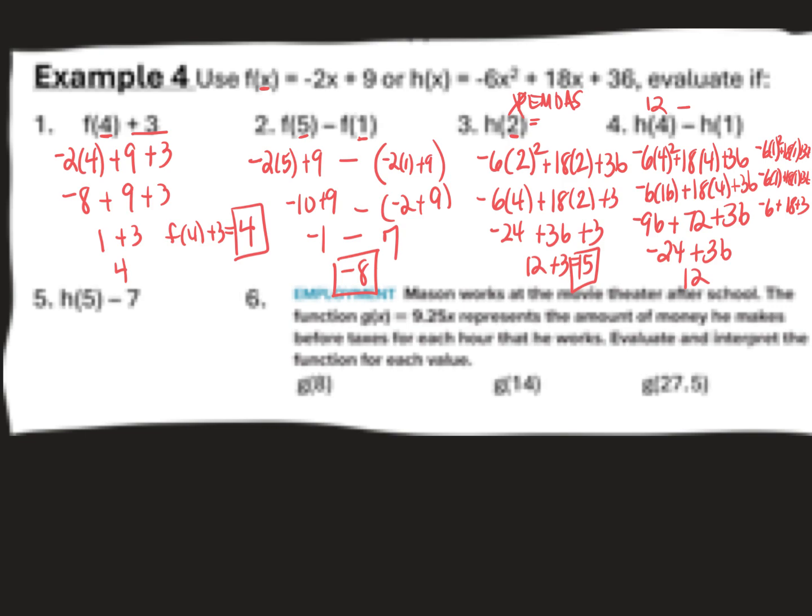I'm going to add negative 6 plus 18 is 12. And 12 plus 36 is 48. So I've got 12 minus 48, which I believe is negative 36. 12 minus 48 equals negative 36. Let me know if I have added or subtracted incorrectly in my mind. So this final answer is negative 36.